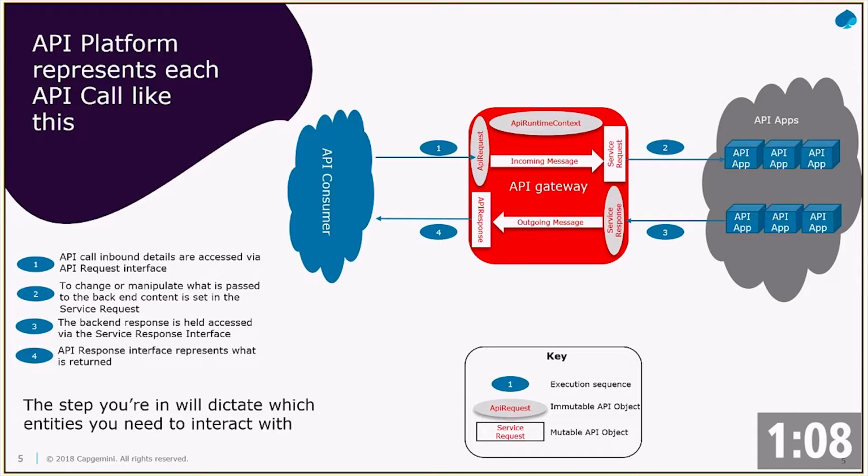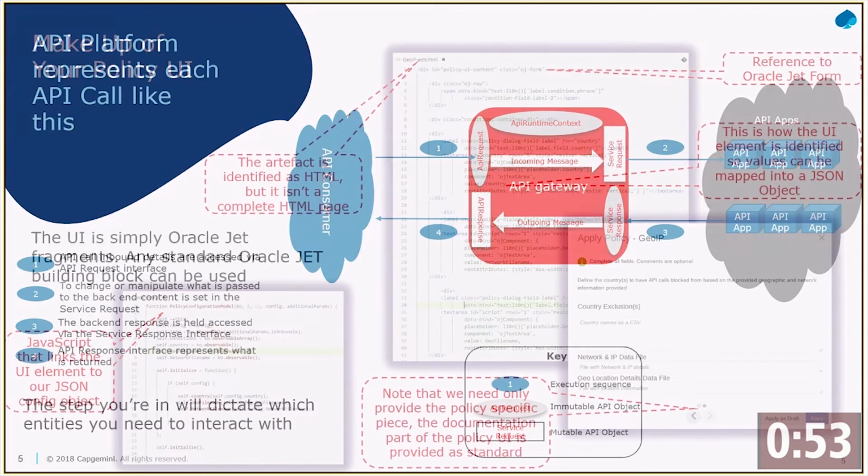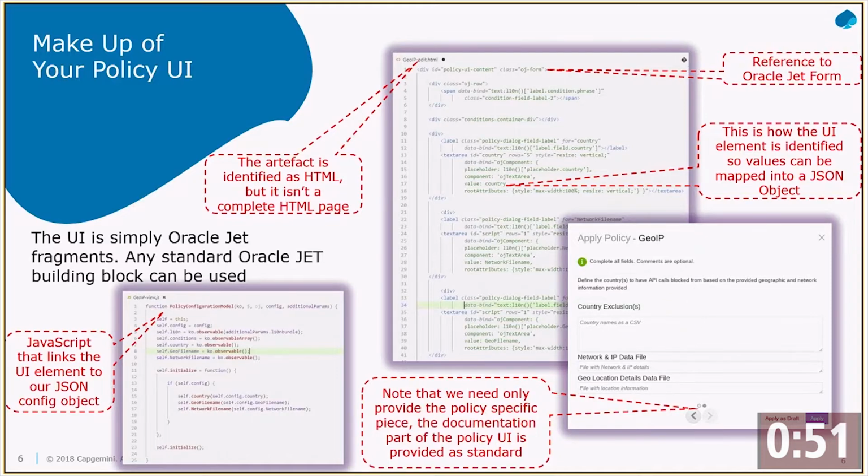Both the Groovy and the custom policies are built around a standard framework with interfaces for inbound and outbound and service and API response layers. Each API call gets its own context, which allows you to interact with the payload. The custom policy work is made up of several parts.